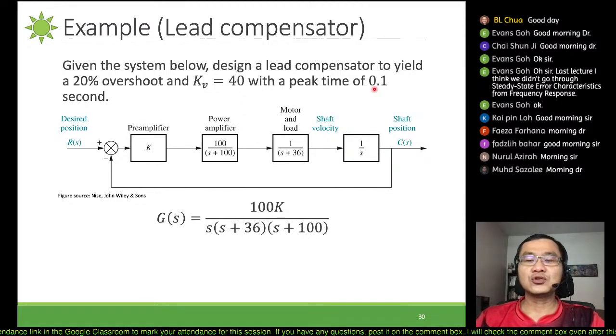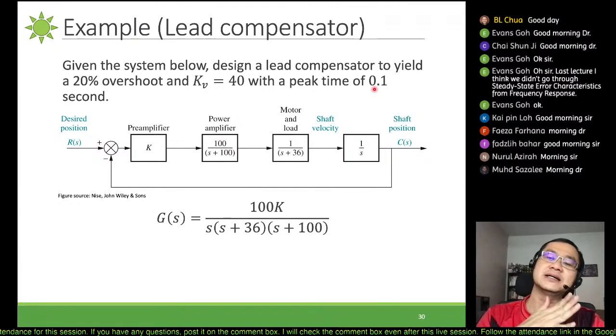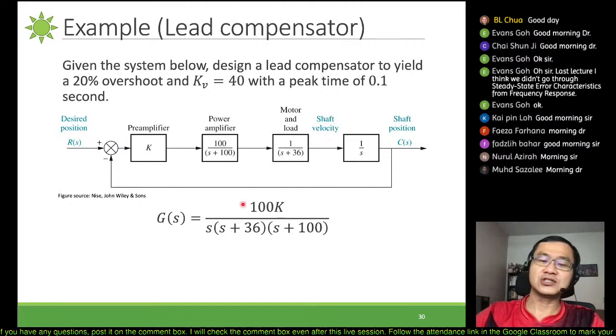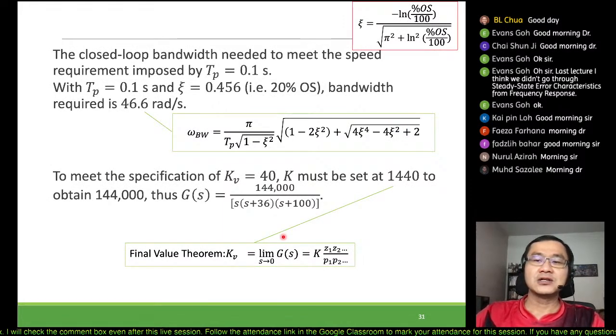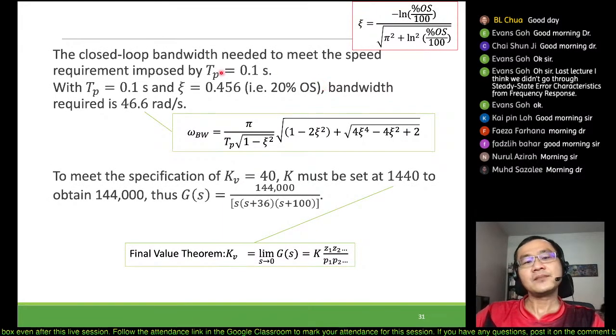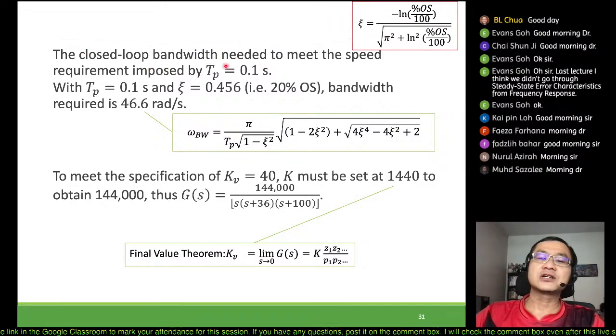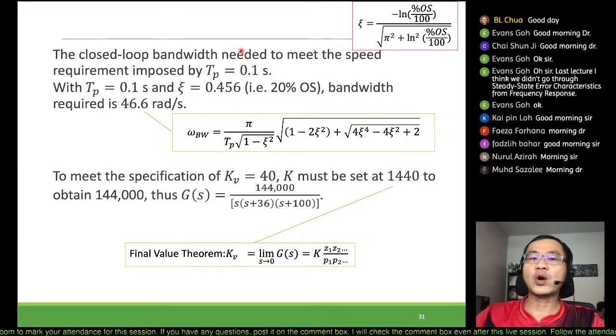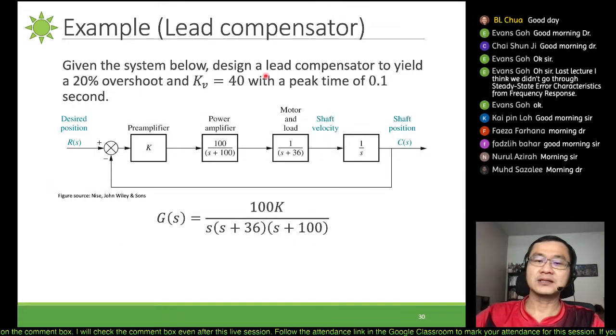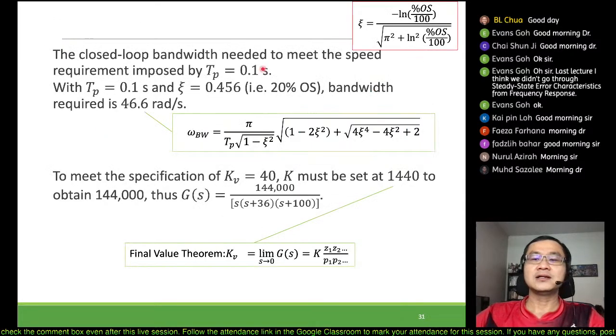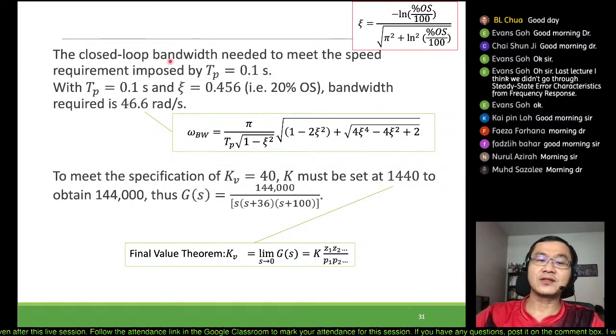So if we want to do that, meaning we reset back to the original K value, without the lag compensation, we come back to that. We would start with the closed loop bandwidth. We want to check what closed loop bandwidth we would require in order to meet the desired speed, the peak time equals 0.1. This peak time equals 0.1 would give us the bandwidth.